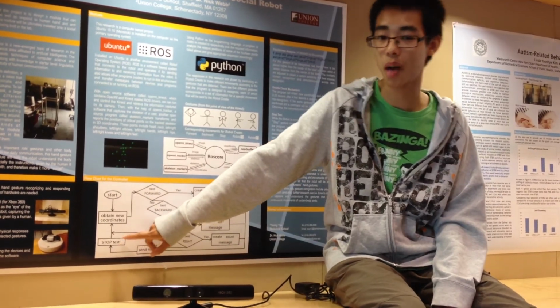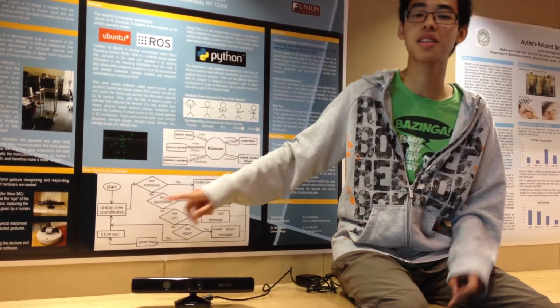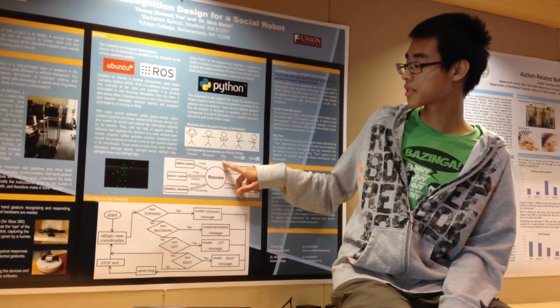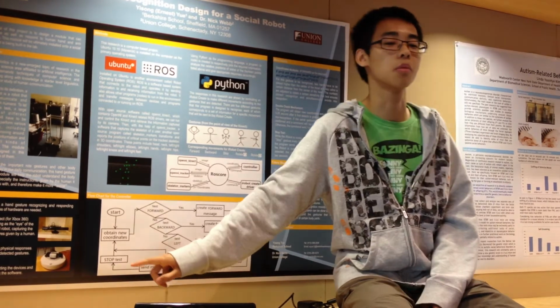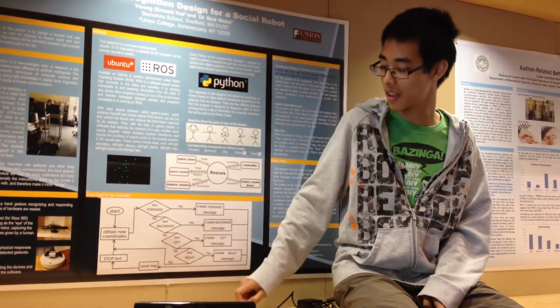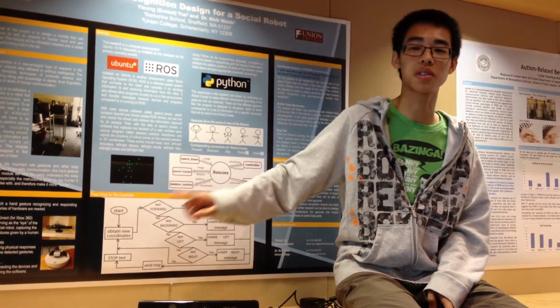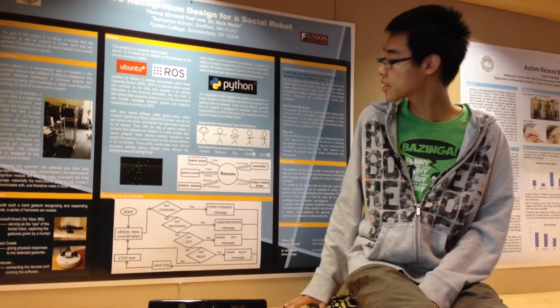Then it does the stop test, which constantly detects this stop sign. Once it's detected, it will send a stop message to the robot and stop whatever it is doing. Otherwise, the robot will stop running automatically after 2 seconds.